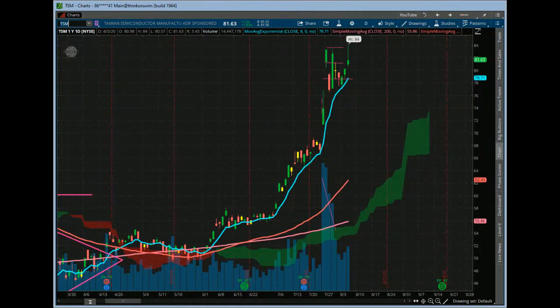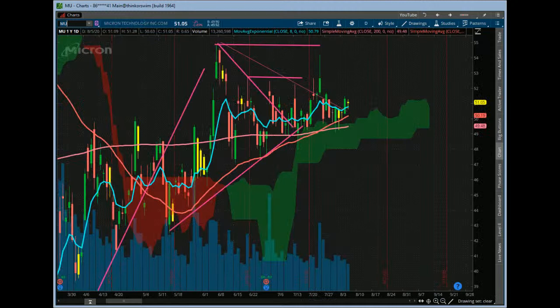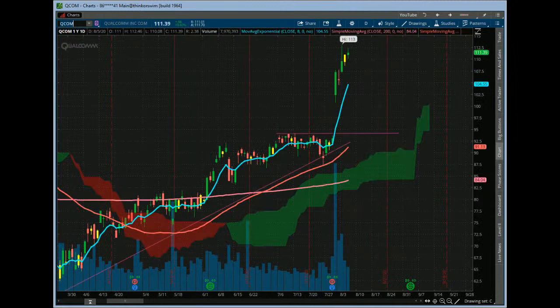TSM trying to give a move there, but a big upper shadow on that one, so watch out for that. MU, inside day. Again, this is one of the toughest ones in the world to trade, so just be careful with that one. Sometimes it's okay intraday, but sometimes not. So I usually tend to avoid MU.